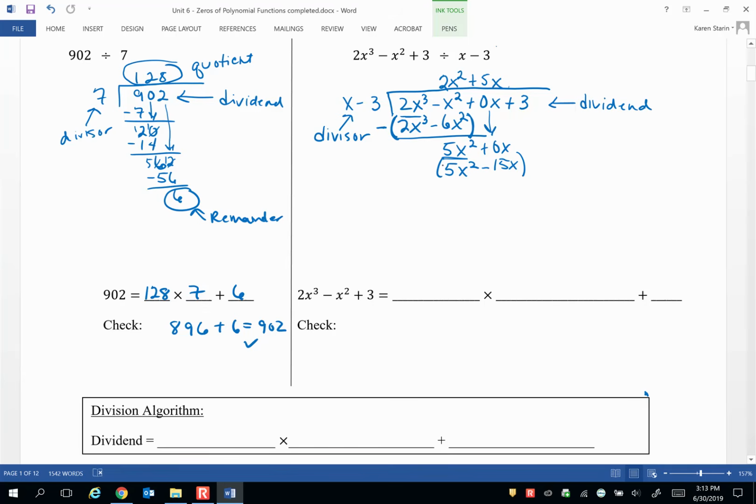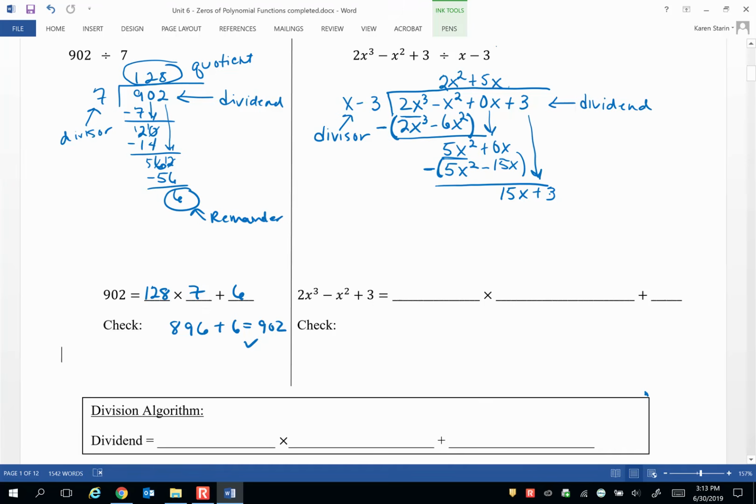Now again, the trickiest part is you're subtracting both terms from those above. So 5x squared minus 5x squared is 0 by design. Then I have 0x minus a negative 15x, so that gives me a positive 15x. Now I go back and look at the divisor. It is 2 terms, so I need 2 terms before I go on. So I bring down the constant of plus 3.